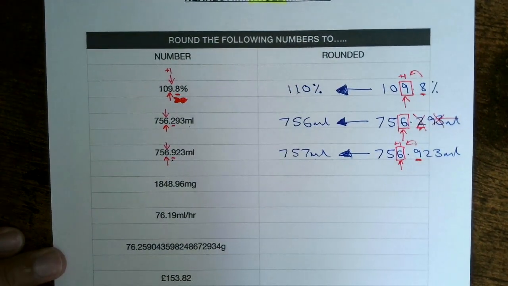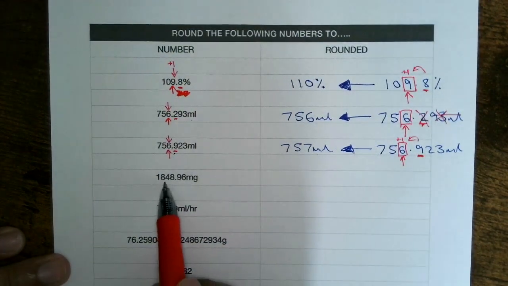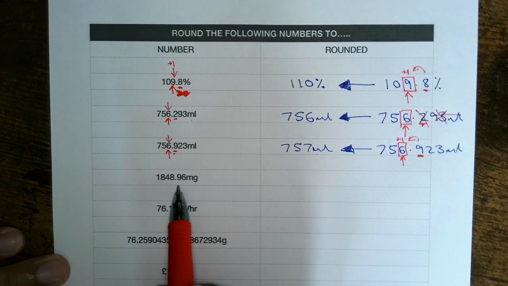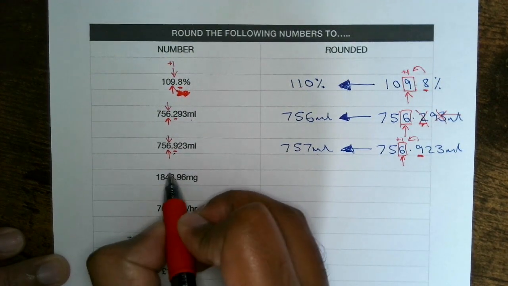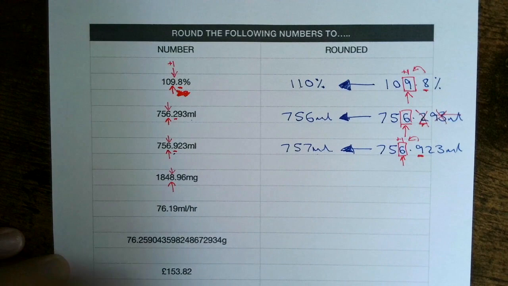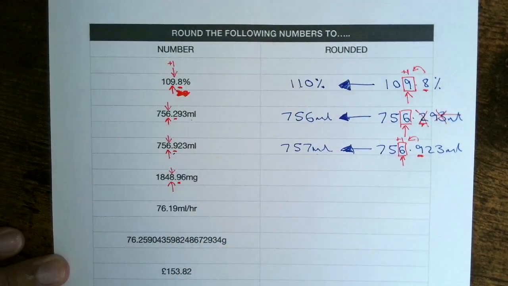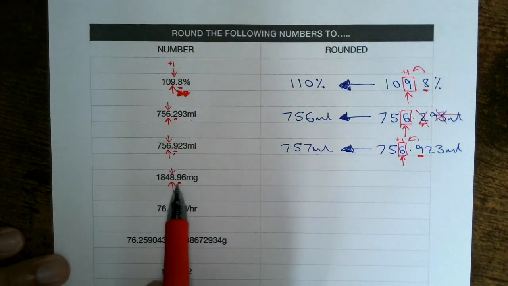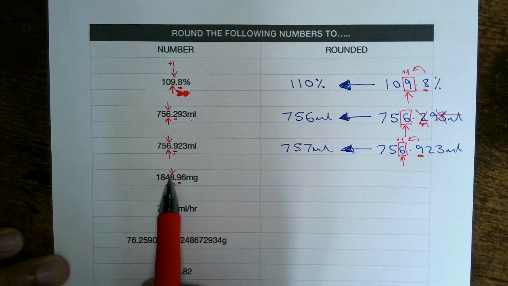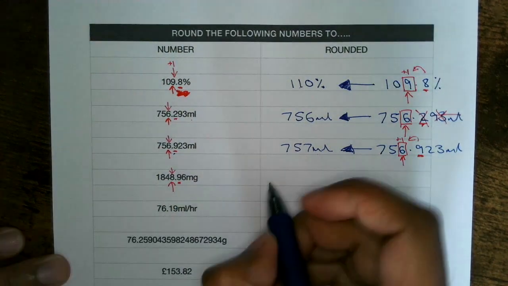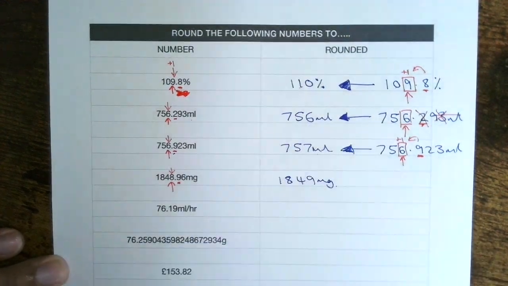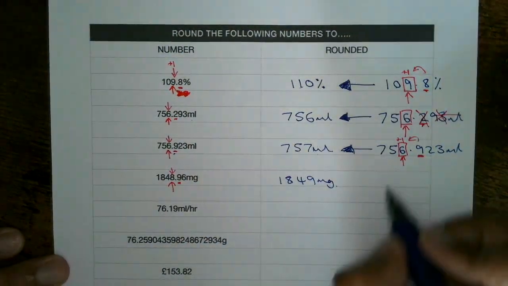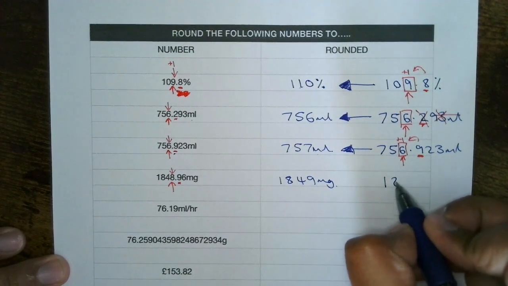Let's have a look at the next one. We've got 1,848.96 grams. We want to round to the nearest whole milligram. So you're going to isolate where your whole number is. It's number 8. You're going to look to the number to the right of it, and it's a 9. So it's greater than 5. You're going to round up. So you should have got an answer of 1849 milligrams. Let's have a look. I'll write it out a little bit clearer.